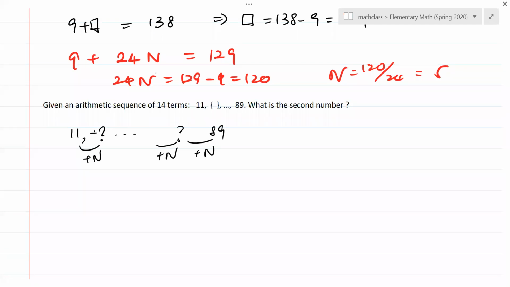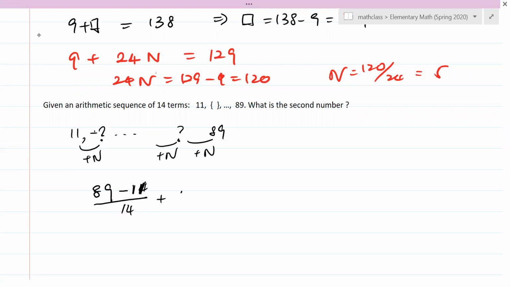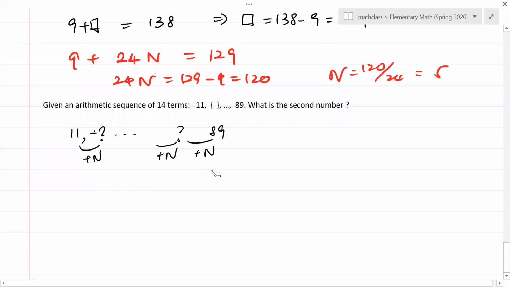Remember, the number of terms is a difference, right? It's difference divided by 14, and then it's minus 11 divided by 14 plus. Yeah, let me erase this. Let me explain to you the idea first.